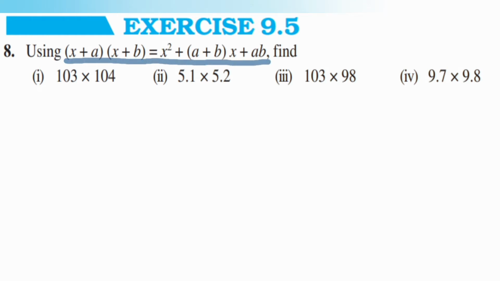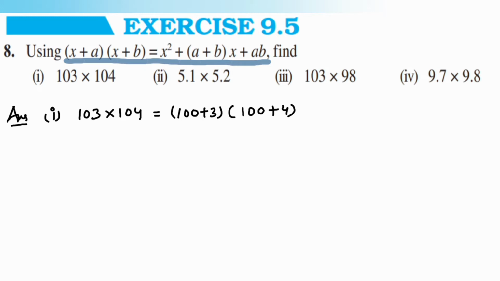Okay, so for the first one, it's 103 multiplied by 104. Now we cannot directly apply this identity. We can write 103 as 100 plus 3, multiplied by 100 plus 4. Now you can see that the x value is the same. Make sure that this 100, or whatever number we are getting, should be the same, because here the x should be the same and the a and b values can be different. So x value will be 100 and a value will be 3 and b value will be 4.